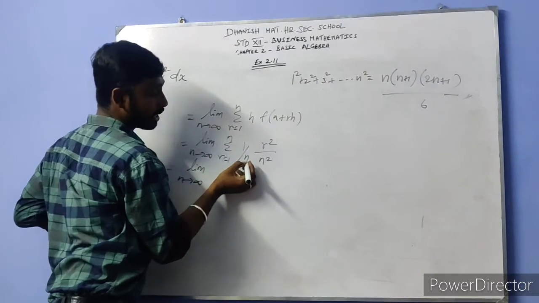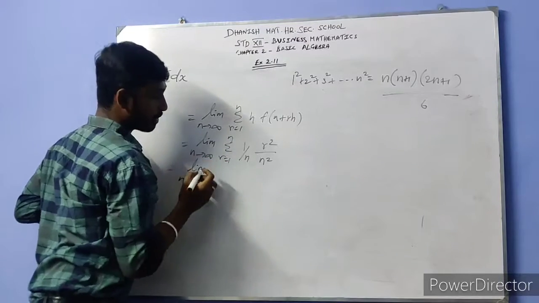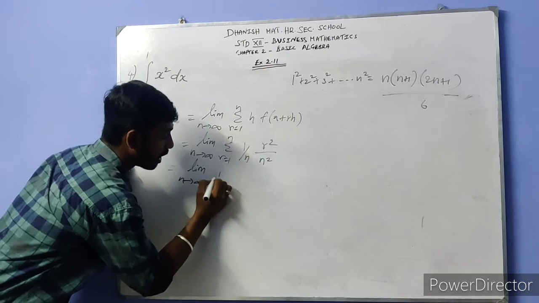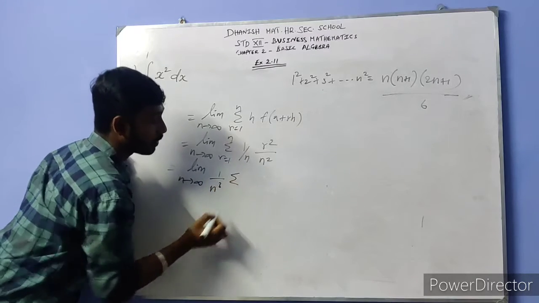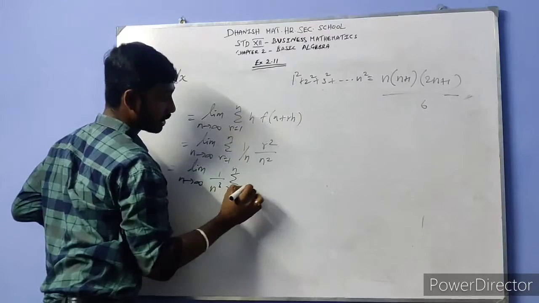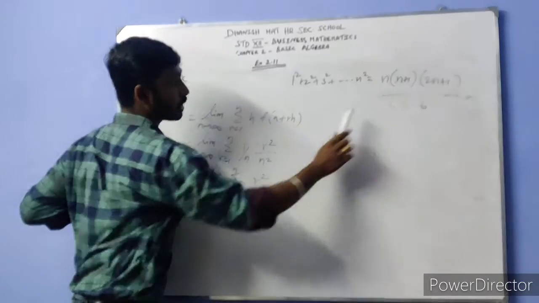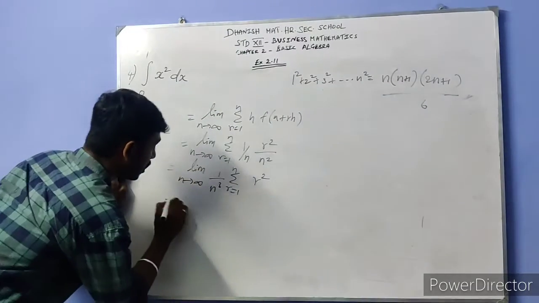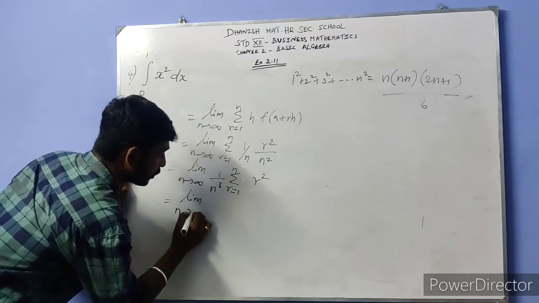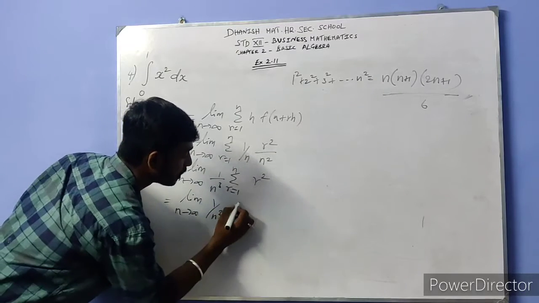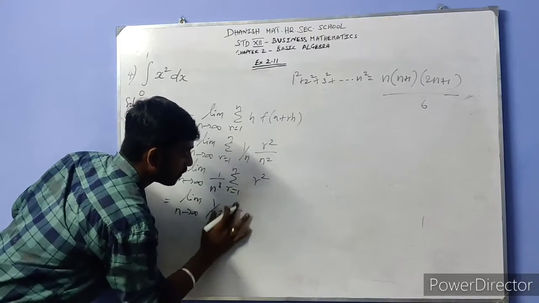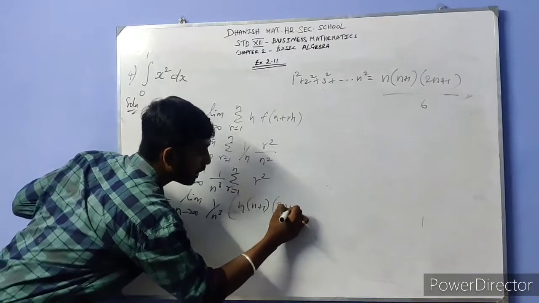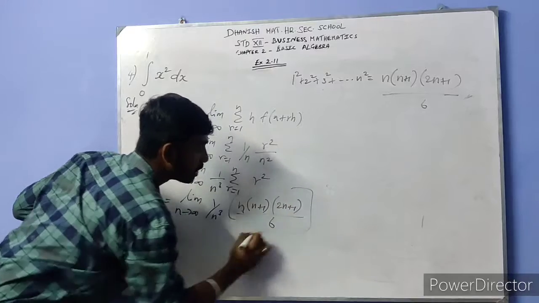Now I am taking 1 by n values out from the summation. Here we have 1 n and here 1 n square, so after taking these out, 1 divided by n cube is taken out from the summation. What is the remaining value? That is r square. What is the r square formula? That is n into n plus 1 into 2n plus 1 divided by 6. So limit n tends to infinity, 1 divided by n cube, summation of r square, that will be n into n plus 1 into 2n plus 1 divided by 6. This is the formula.